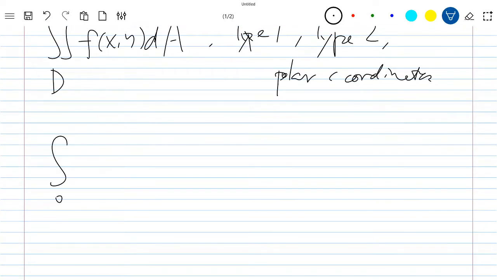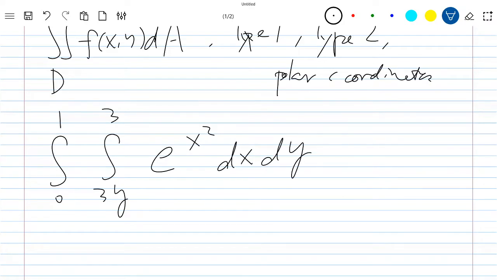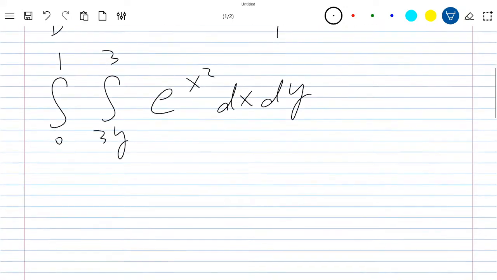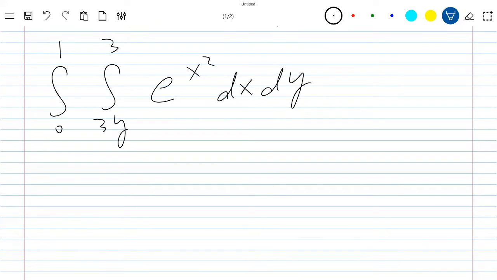Suppose you are given an integral. Well, there are two types of problems. One is you're given a domain. The other is you're given an integral. So if you're given an integral, unless you can integrate directly, you need to first figure out what the domain is. So let's plot it in the xy plane.